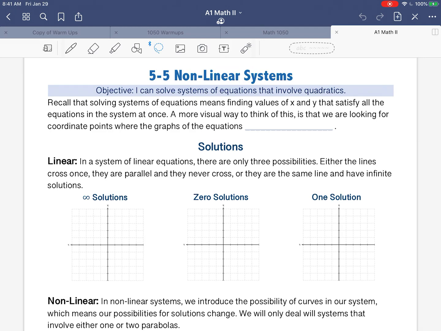but I want you to recall that when you solve linear systems and any systems, what you're looking for is what x and y values satisfy all of the equations in the system at once. Usually there's only two, so what x and y satisfy both equations at once. Perhaps a better and more visual way to think of it is that you're looking for where those two or more equations cross on a graph, where they intersect is what we'll say.